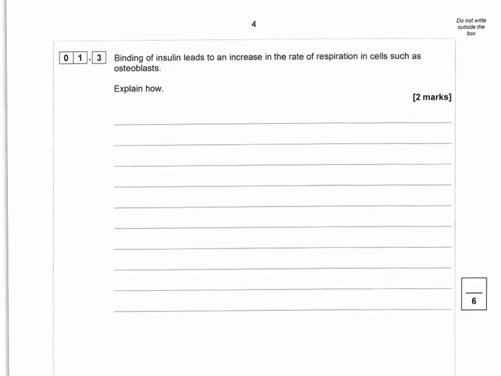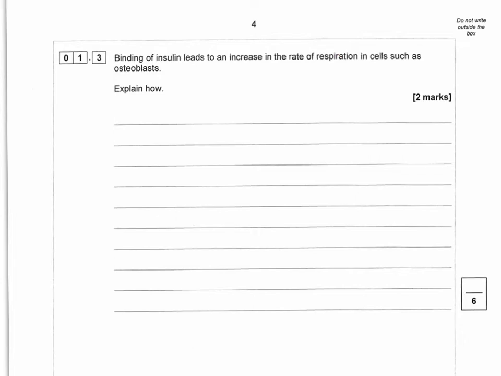This question is talking about how respiration can be increased when insulin binds to a cell, and how respiration can be increased inside these cells. It doesn't state aerobic respiration, so it's not to do with oxygen specifically, and insulin doesn't really have anything to do with oxygen anyway. So it's got to be to do with glucose. How can the glucose concentration inside the cell increase? Because glucose is a substrate, it's going to increase the rate of those enzyme catalyzed reactions in respiration.